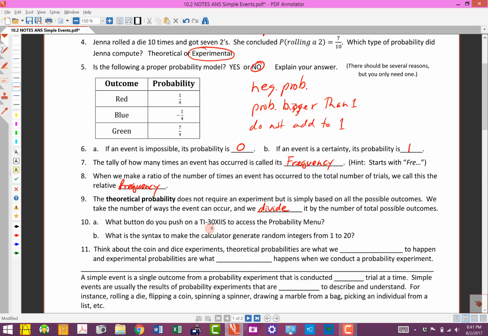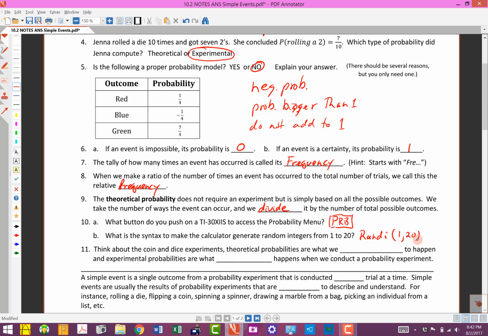Number 10, what button do you push on the TI-30XIIS to access the probability menu? PRB. That's the button we push. And what is the syntax to make the calculator generate random integers from 1 to 20? So we'd want to simulate a 20-sided die, or drawing 20 different number tiles from a bag. That's going to be randI, for random integer, and we want the lowest one to be 1 and the biggest one to be 20. So that would work just fine there.